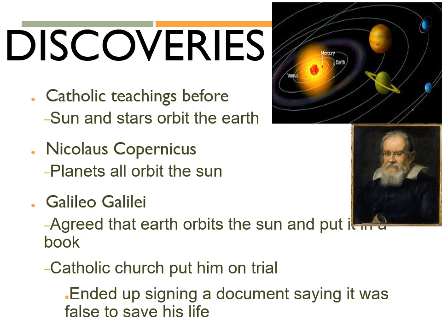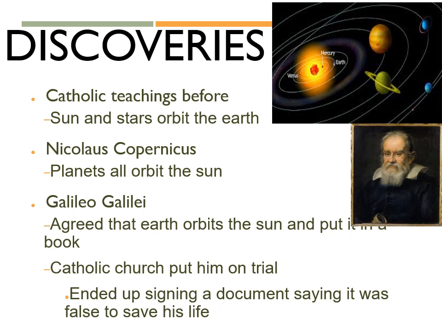However, Nicholas Copernicus in 1543, a Polish scientist, said, "You know what? I don't think that's true. I think that the planets all go around the sun," and he argued this out with many different people. Now, the person who actually took it to the next level, this theory, was Galileo Galilei. And Galileo Galilei, he agreed with Nicholas Copernicus that the Earth orbits the Sun, and he took all the information that he could that proved it and he put it into a book.